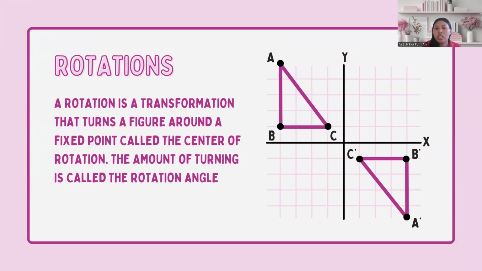The next topic is rotation. Rotation is a transformation that turns a figure around a fixed point called the center of rotation. The amount of turning is called the rotation angle, or theta. Because a rotation only changes the position and orientation of a figure, leaving its shape and size exactly the same, it is classified as a rigid transformation or an isometry. You can see this picture.